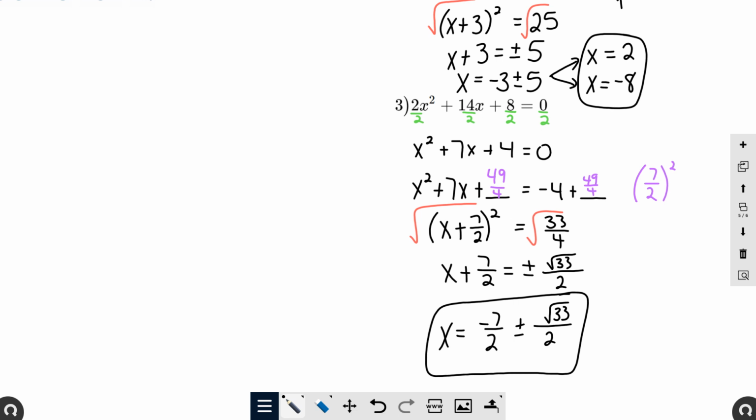And sometimes you might see things that have i's in them. When do we get an i in our answer? When there's a negative under the square root.